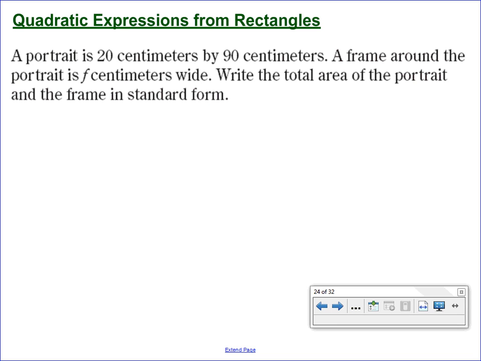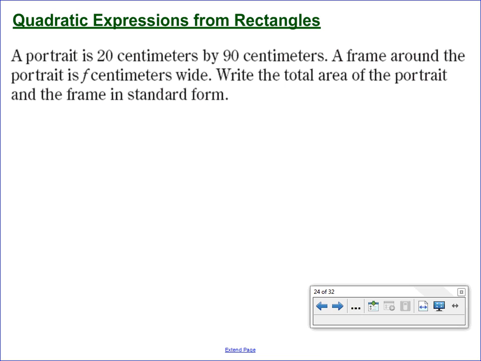The key here is recognizing that our area problems for rectangles is base times height. So if I can write a variable expression that represents the base in my rectangle, when multiplied by the height of my rectangle, I can get the total overall area. So everybody, let's consider a portrait that's 20 centimeters by 90 centimeters, and a frame around that portrait that's f centimeters wide. Let's write the total area of the portrait and the frame in standard form.